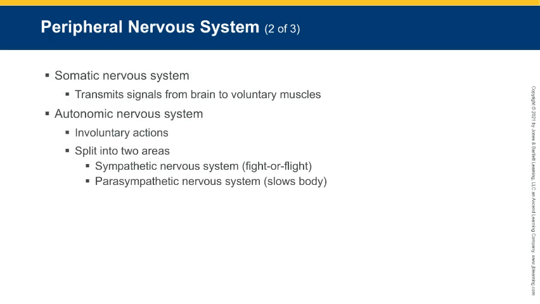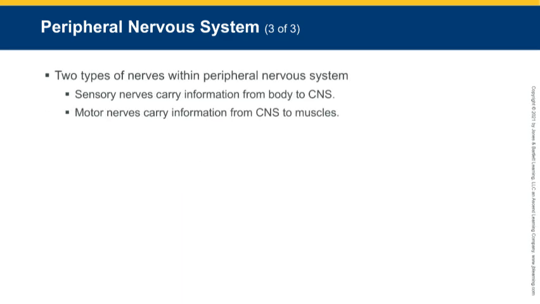The autonomic nervous system is split into two areas: the sympathetic nervous system, responsible for the fight or flight response, and the parasympathetic nervous system, which slows the body down. There are two types of nerves within the peripheral nervous system: sensory nerves, which carry information from the body to the CNS, and motor nerves, which carry information from the CNS to the muscles.